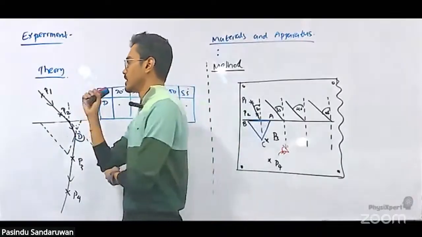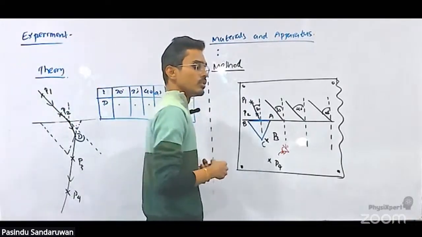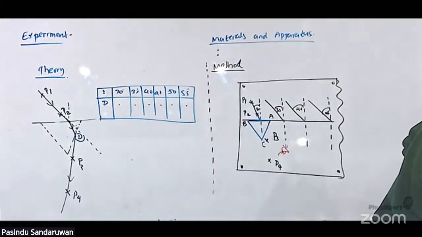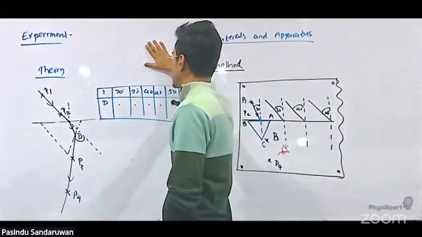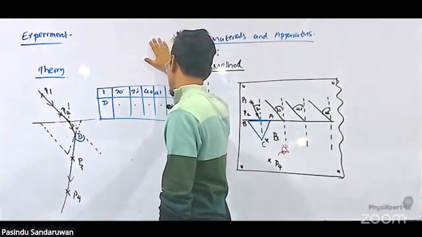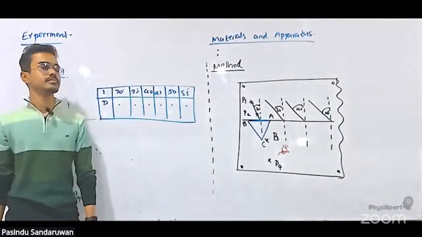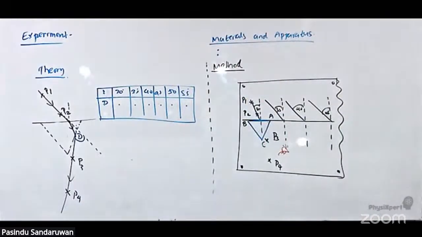Next point. Repeat the same experiment for all other angles, and record the angle of incidence against angle of deviation in the following table. Take down the table.